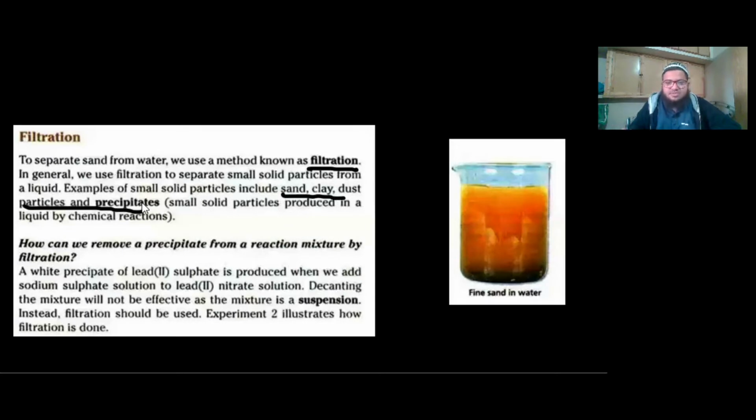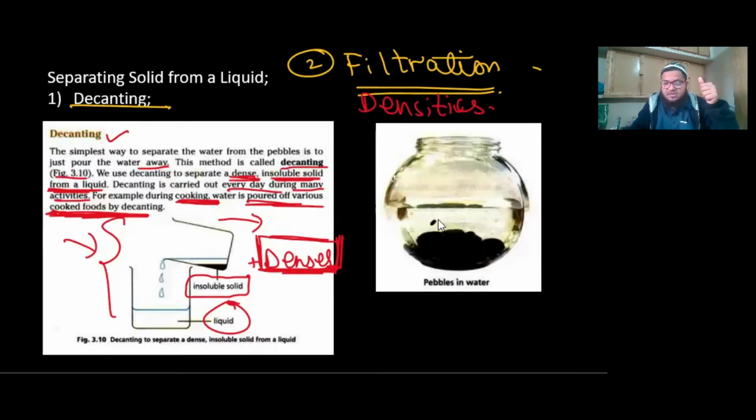What are precipitates? Precipitates are small solid particles which are produced in a liquid by a chemical reaction. Basically, in easy words, a precipitate is any insoluble solid present in a solution. Okay, it's insoluble, it's a precipitate. It can either be localized in one position or spread throughout the liquid. When it is localized in one position, just like these pebbles in the decanting example, just like these pebbles in water, they are localized. They can be separated out from the liquid by using the decanting process.